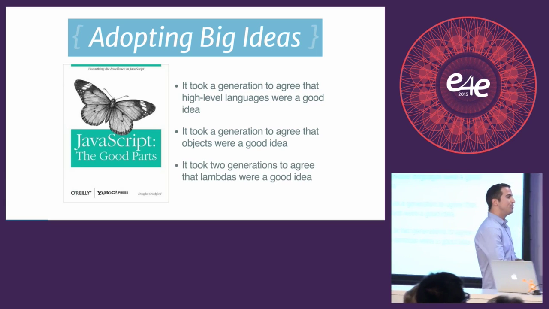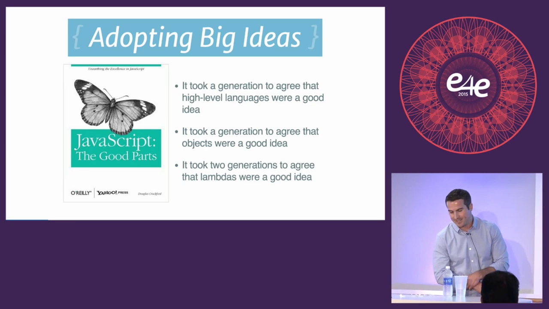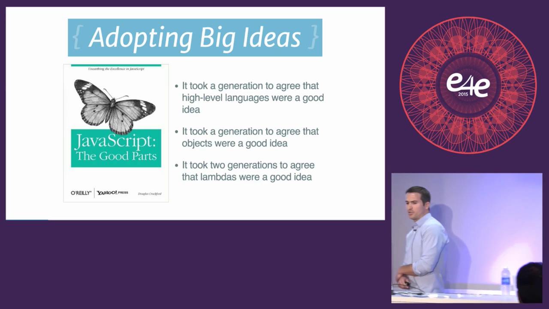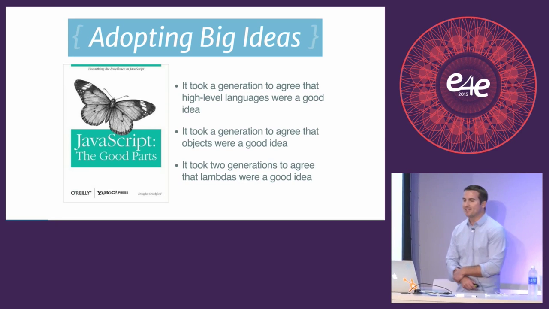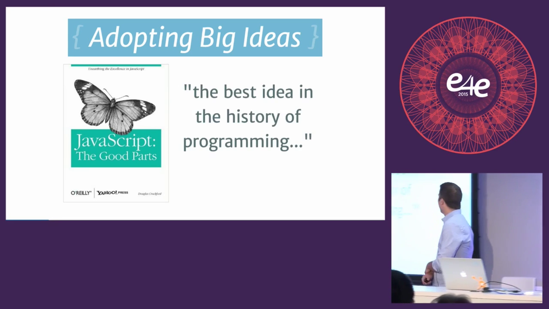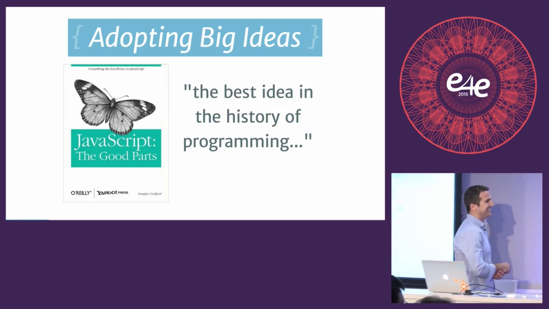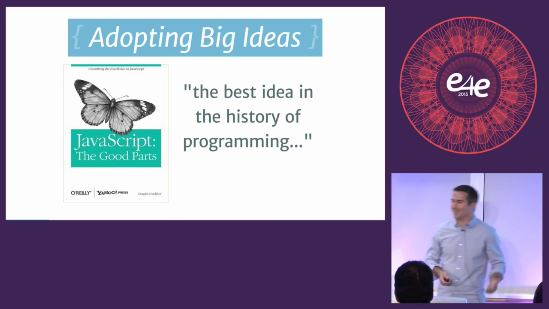And then he says it took two full generations to agree that lambdas were a good idea. But now lambdas are in every language. They're in Java, in .NET. These core object-oriented languages, everything has lambdas now, right? And so he makes the argument that lambdas took two generations because they are the best idea in the history of programming. I didn't really follow that logic. Maybe we just wanted to get it right, so it took twice as long.